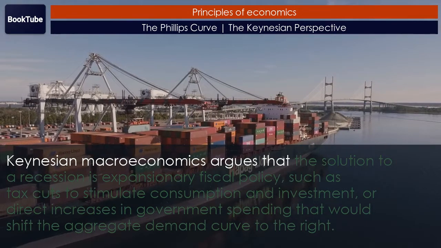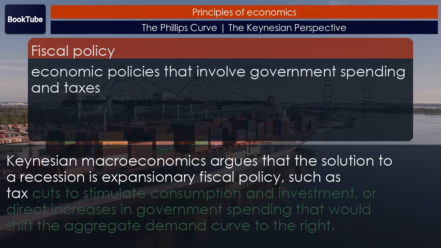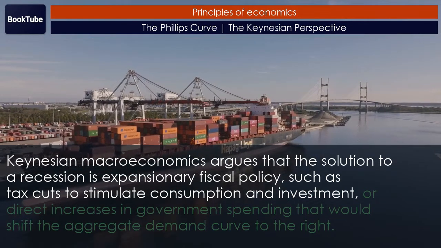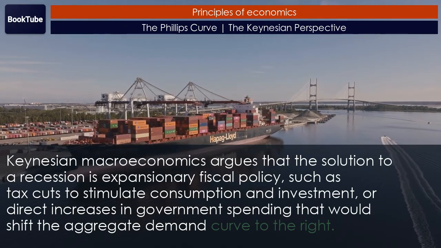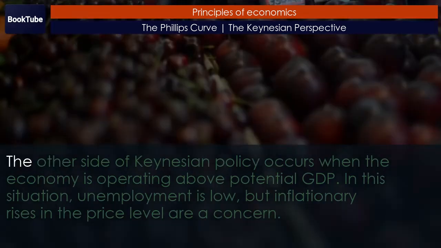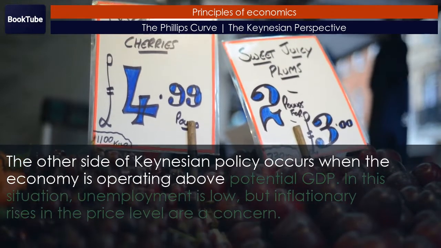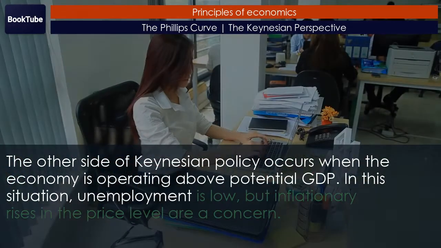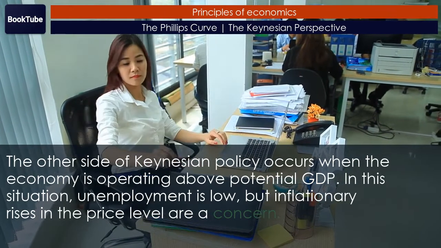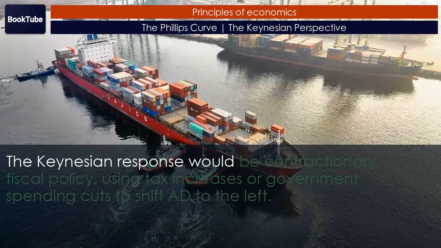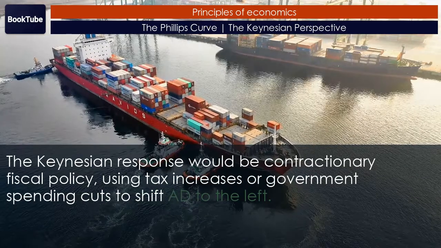Keynesian macroeconomics argues that the solution to a recession is expansionary fiscal policy, such as tax cuts to stimulate consumption and investment, or direct increases in government spending that would shift the aggregate demand curve to the right. The other side of Keynesian policy occurs when the economy is operating above potential GDP. In this situation, unemployment is low, but inflationary rises in the price level are a concern. The Keynesian response would be contractionary fiscal policy, using tax increases or government spending cuts to shift AD to the left.